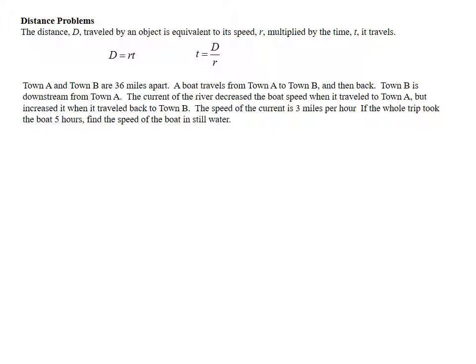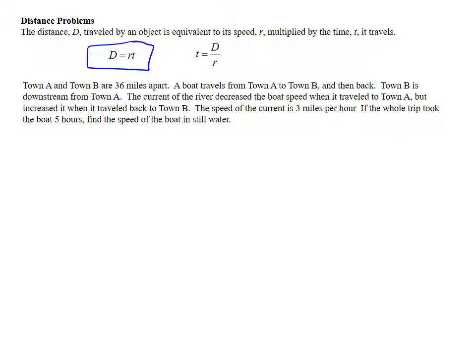In this video, we'll look at distance applications. Distance problems involve the formula d equals r times t. The idea is that the distance that is traveled by an object is equivalent to its speed multiplied by the time it travels at that speed. So d equals r times t. This is the classic distance formula.